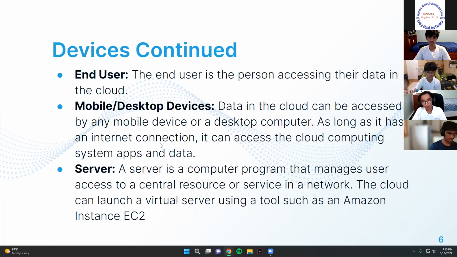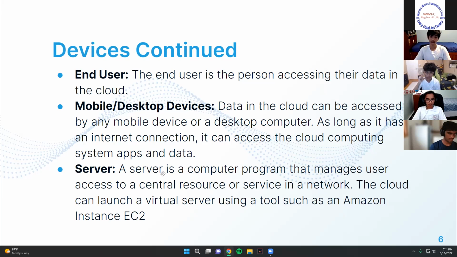Next, we have our end user. End user is basically the person accessing the data in the cloud. So I'm an end user, you guys are all end users. Next, we have mobile desktop devices. Data in the cloud can be accessed by any mobile device or desktop computer as long as it has a stable internet connection. So this is the same thing as I mentioned earlier. So just the benefit of accessibility. As long as you have a connection, you can access the cloud.